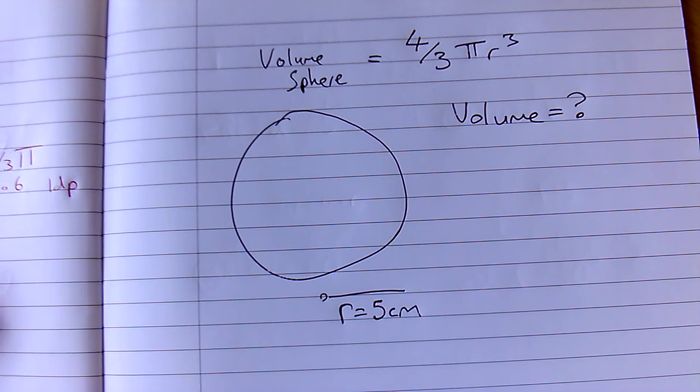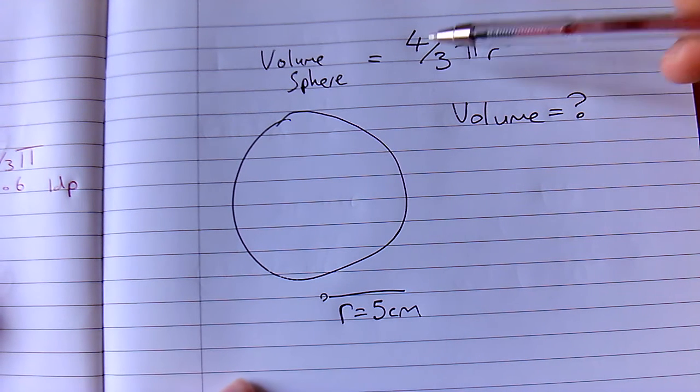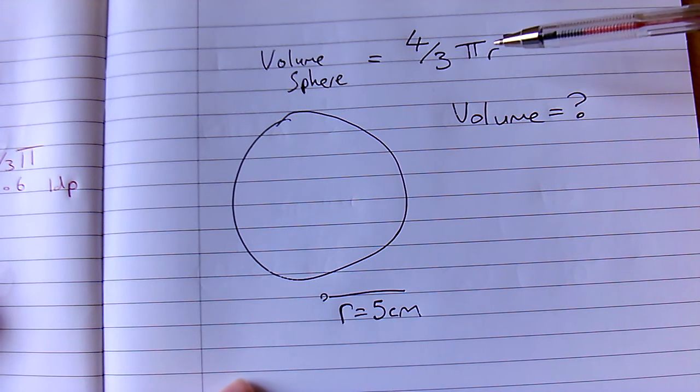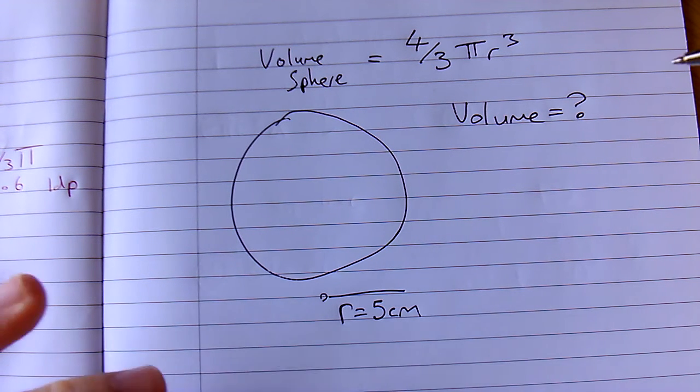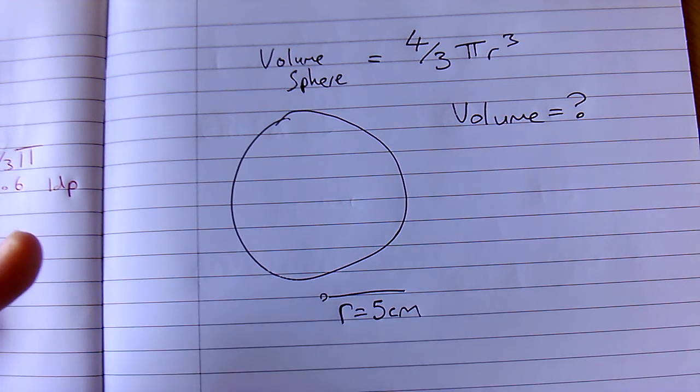The volume of a sphere formula is 4/3 times pi times radius cubed. The good news is if you are doing the foundation GCSE, this formula should be given to you in any question in your exam paper. If you're on higher, well, you probably want to learn that one.